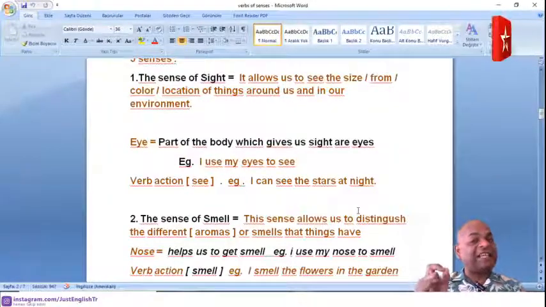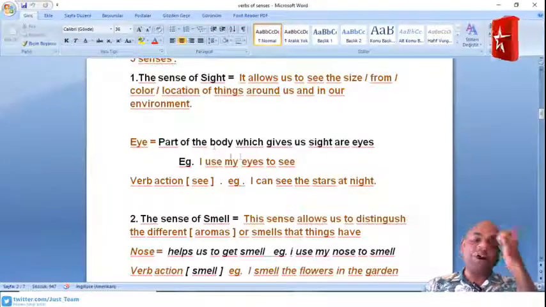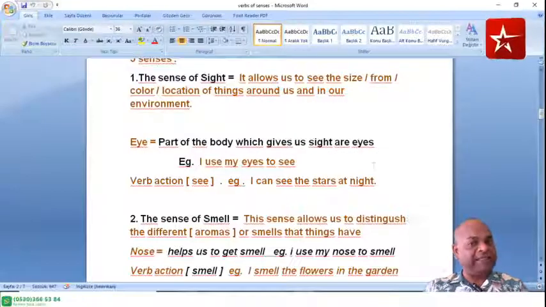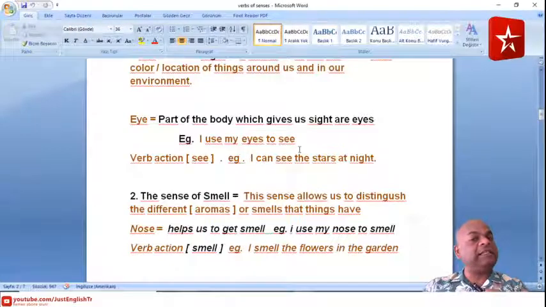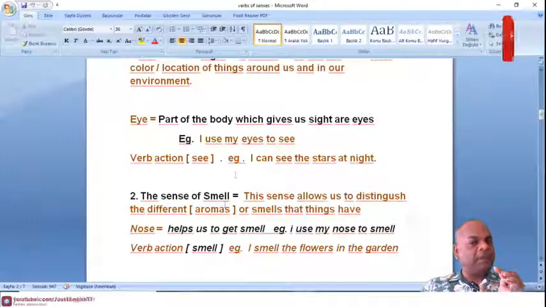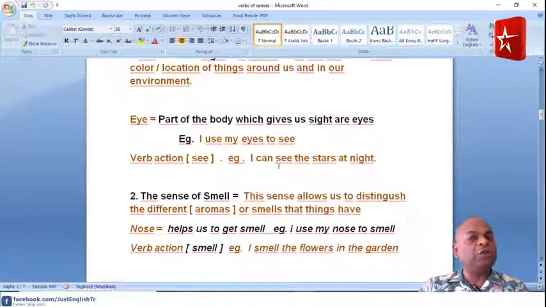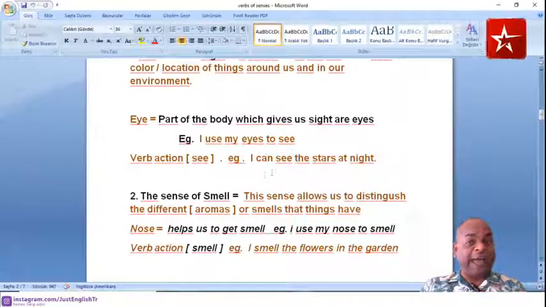Eye is the sense of sight. Alright guys, it says here, part of the body which gives us sight are eyes. Now example, I use my eyes to see. Students, is it very clear? Can you see the writing part is clear? Or do you want me to zoom it? Is it very clear? Please let me know that.